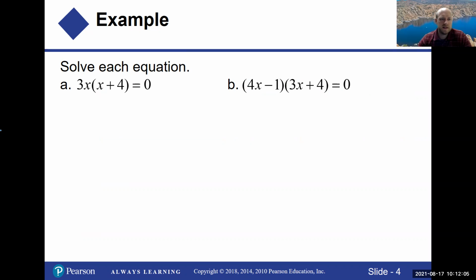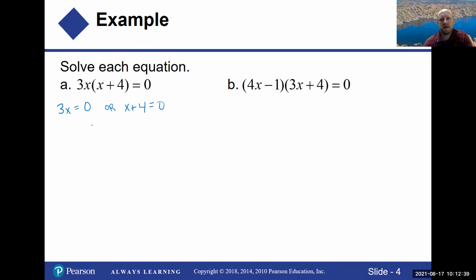So we're going to solve each of these. Basically what we're doing here is multiplying 3x and x plus 4. Now, if that answer is equal to 0, then either 3x equals 0 or x plus 4 equals 0. And we'll see what numbers make that true. So if I use this property, I'm taking each of these, the 3x and the x plus 4, and setting it equal to 0. And again, it's either or both, okay?